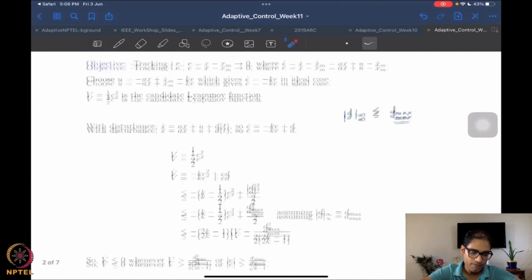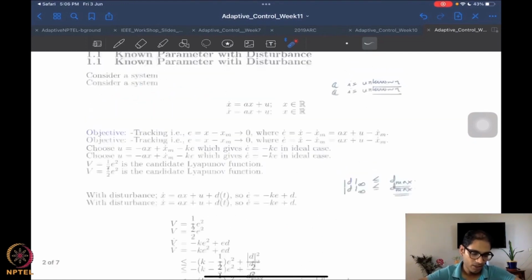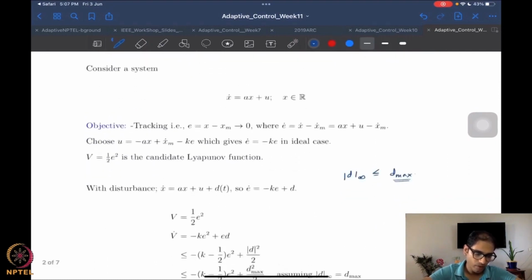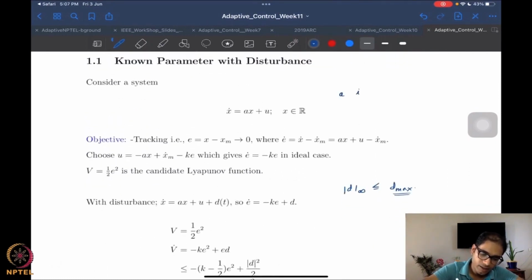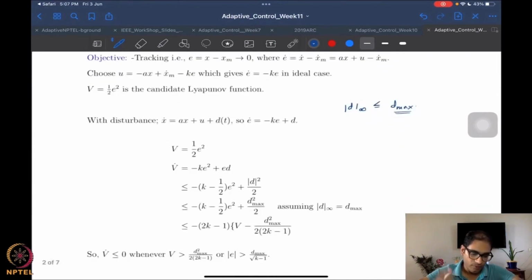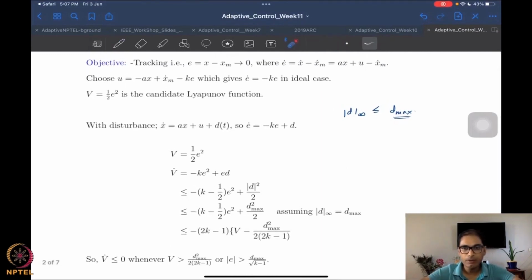So in this case, what happens? Since I do not know d, that cannot appear in my control law, so my control law remains exactly the same. This is the known parameter case. So in fact, I should not write that a is not assumed to be known. A is actually known. So this is the known parameter case. I use the same control law because that is the best I can do.